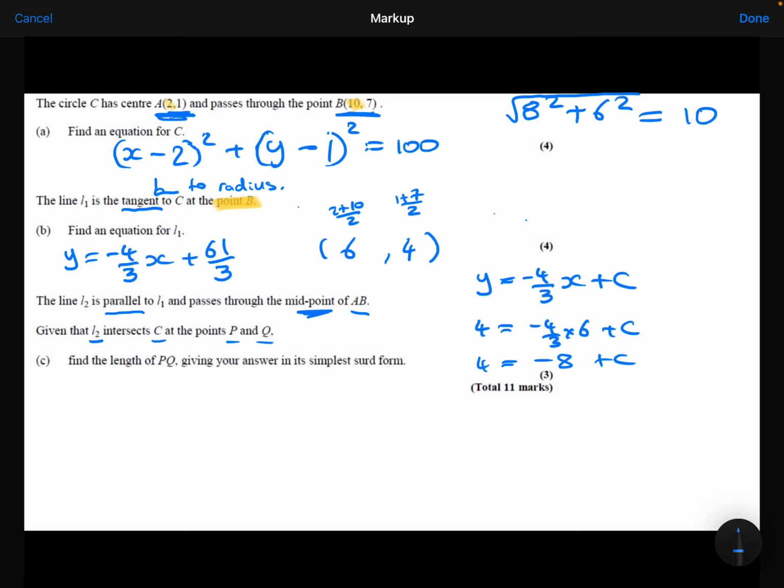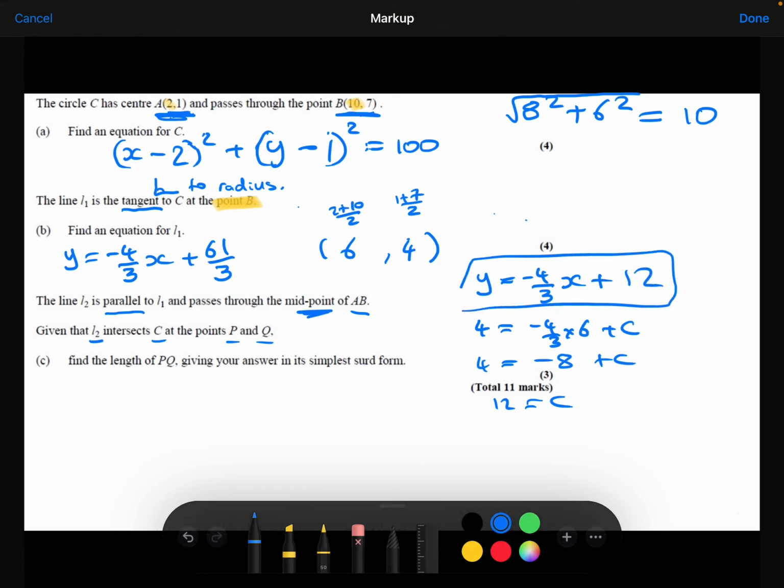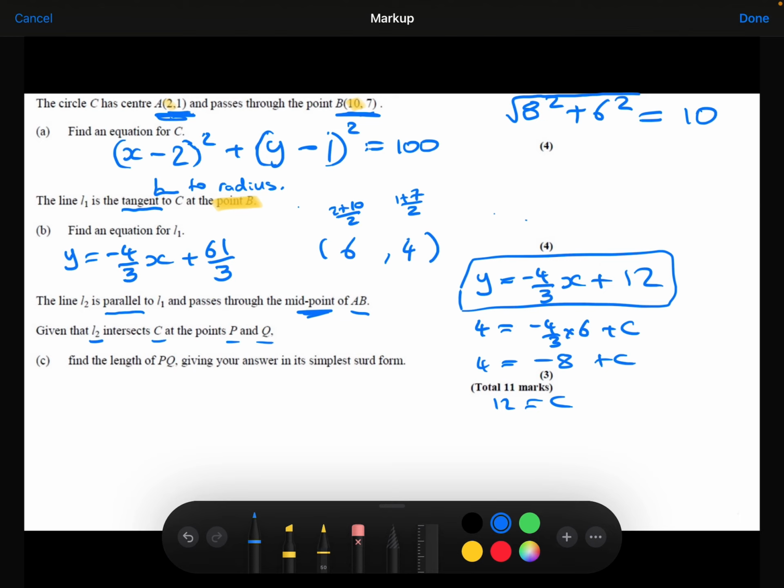So I find that C is going to be equal to 12. Now I've worked out the equation of L2, I can do simultaneous equations with my L2 and the circle to work out the coordinates of P and Q.